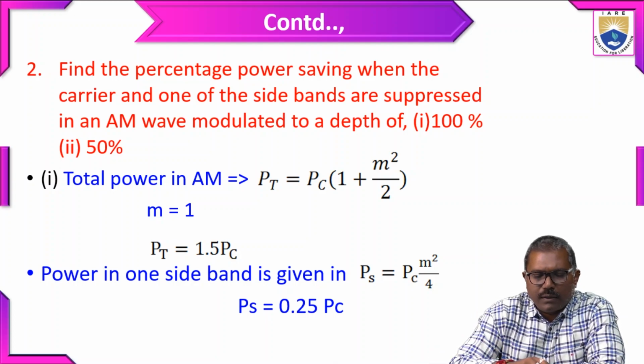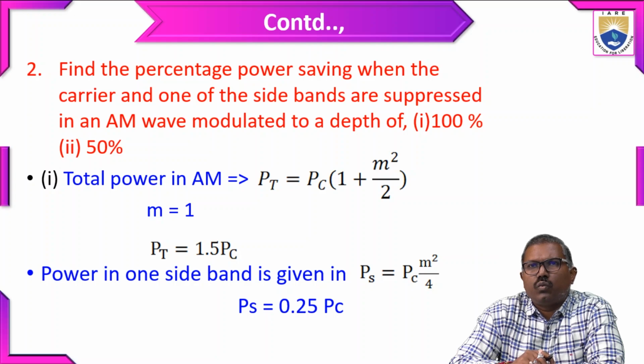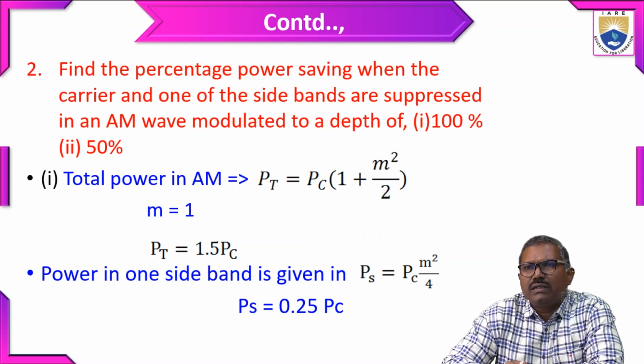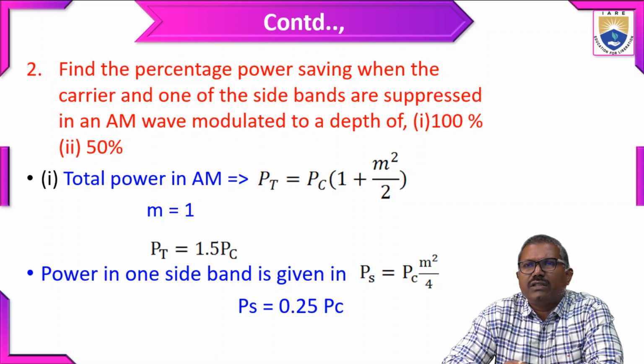Total power in AM. What is AM? Amplitude modulated signal. So what is the formula? Total power is equal to carrier power into 1 plus m square by 2. So literally here Pt is equal to Pc into 1 plus m square by 2. Pt is the total power. Pc is the carrier power.